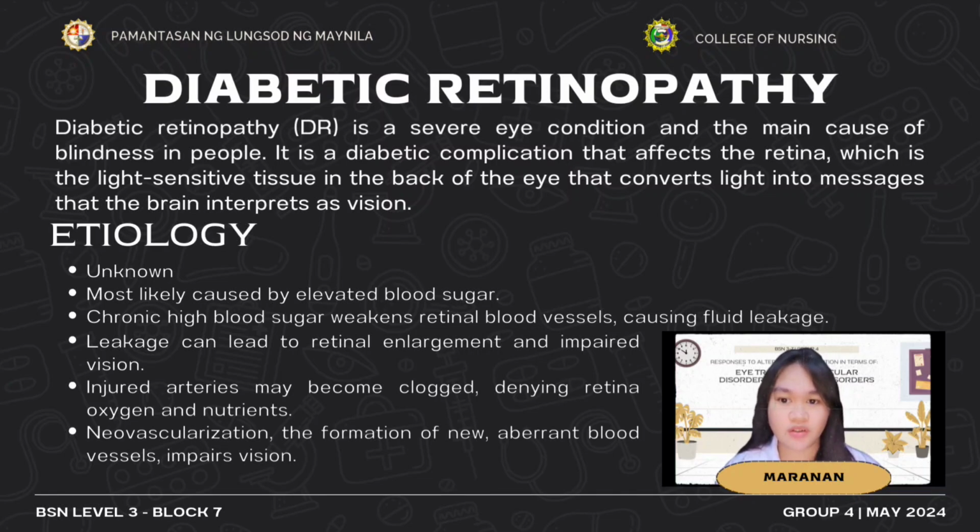Now let's proceed to the etiology, or the causes, of diabetic retinopathy. The exact cause of this disease is unknown, but high blood sugar is the main factor. Chronic high blood sugar levels cause the small blood vessels in the retina to weaken and leak fluid. This leakage can cause the retina to swell and impair vision. Additionally, the damaged blood vessels may become blocked, depriving the retina of oxygen and nutrients. In response to the lack of oxygen, the retina triggers the growth of new abnormal blood vessels, called neovascularization. These fragile vessels can leak into the vitreous cavity, further impairing vision.